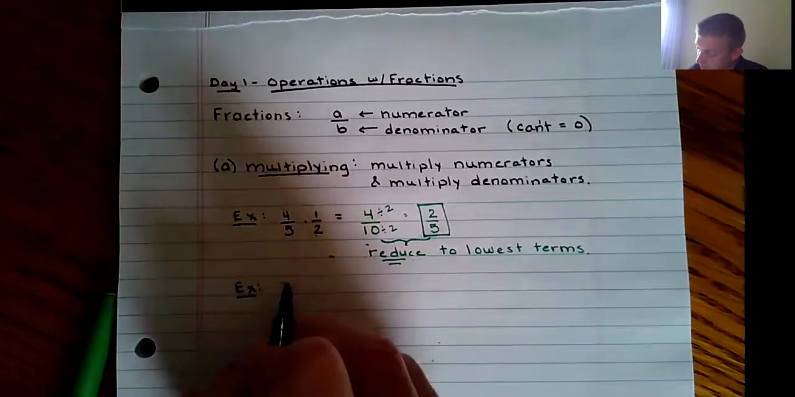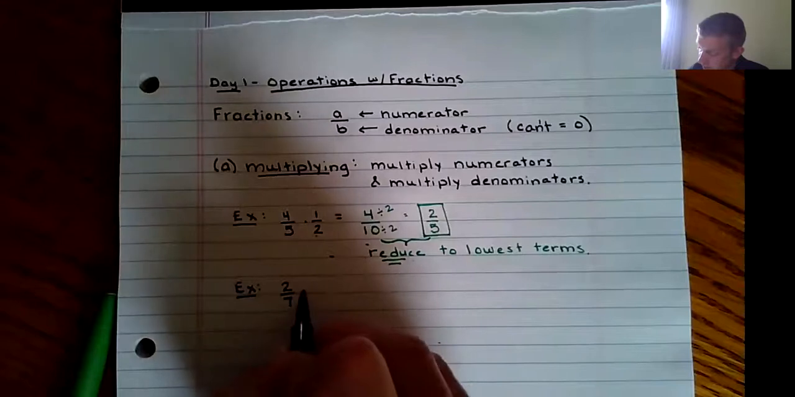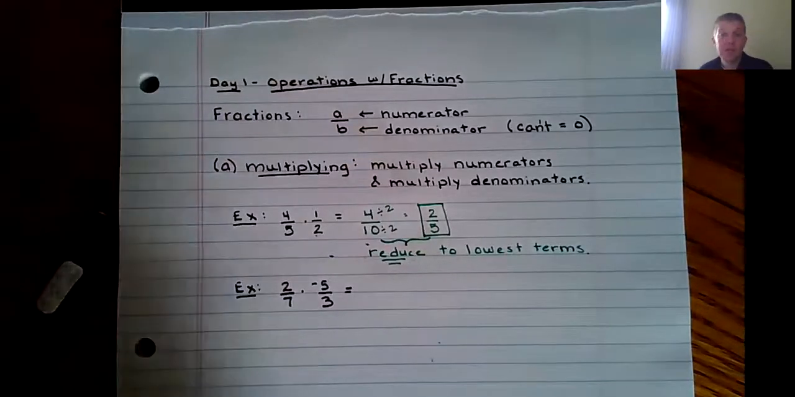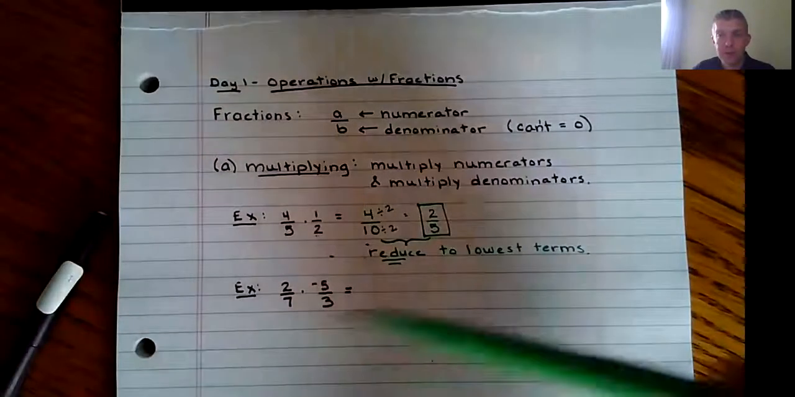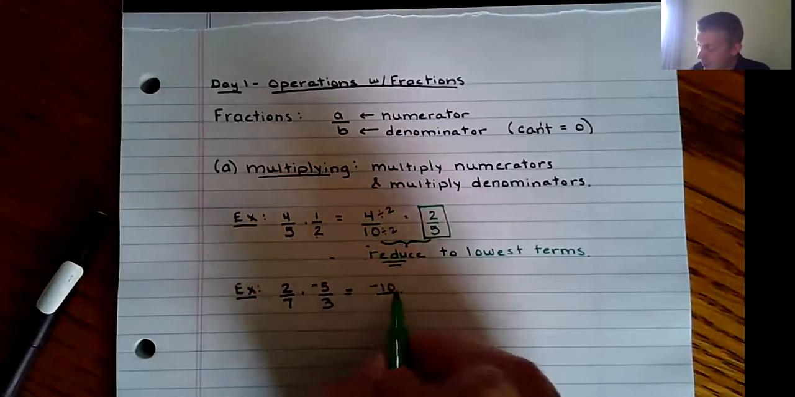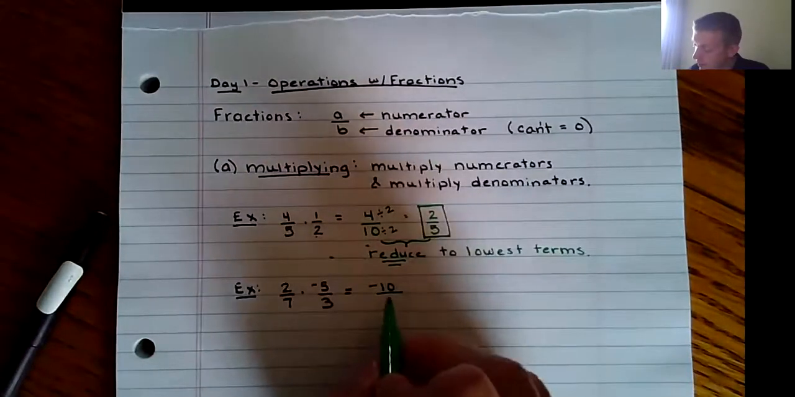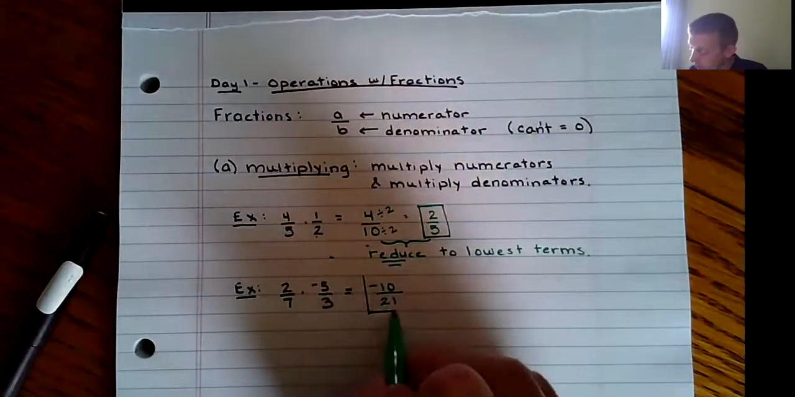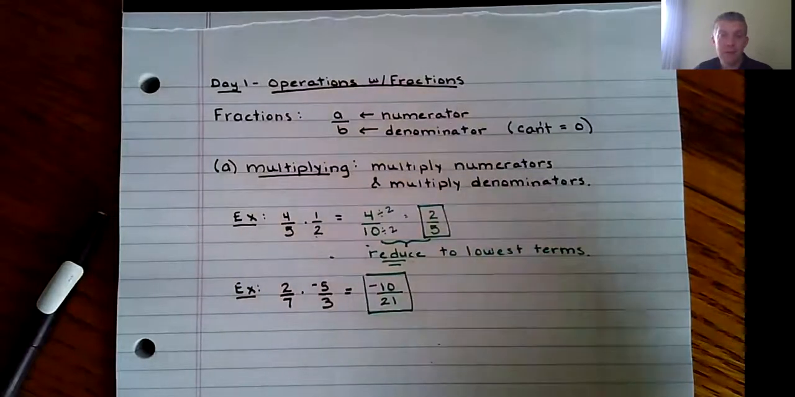Let's say we did 2/7 times -5/3. Okay, so again, just like before, we're going to multiply across the top, multiply across the bottom. 2 times -5 is -10. 7 times 3 is 21. And they don't reduce at all, so that's the final answer. There's no number that divides evenly into both 10 and 21.